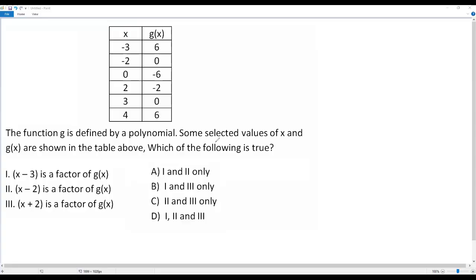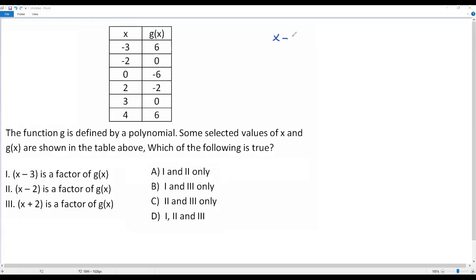Some selected values of x and g of x are shown in the table above. Which of the following is true? Here we have three statements, and we have to find the one which is true. Okay, now let me consider all the three statements, and I'm going to equate each of these three factors to 0 and solve for x.